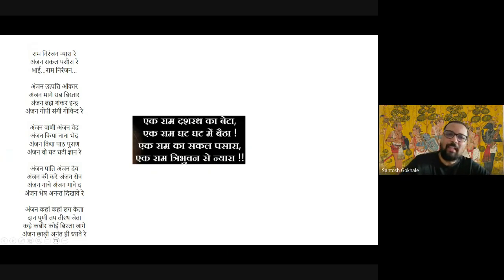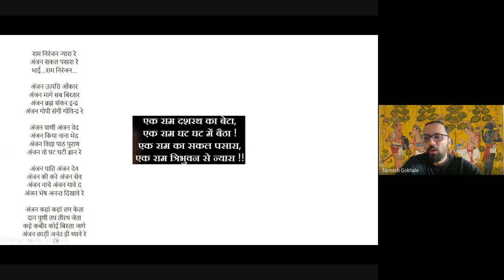So, Rama Niranjana Nyarare, Anjana Sakala Pasarare. So, Anjan is basically Kajal. But over here, Anjan and Niranjan is something that is clear, pristine, Niranjan, and something that is blemished. So, Ram is unblemished. वो न्यारा है. अंजन सकल पसारा रे. ये जो सब दुनिया का पसारा है, it is blemished. भाई राम निरंजन न्यारा रे.